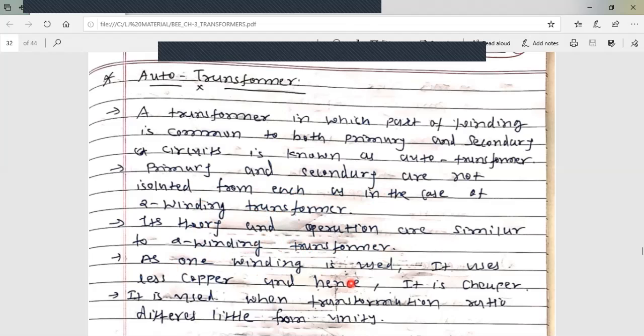As only one winding is used, it uses less copper and hence it is cheaper. It is used when the transformation ratio K differs little from unity.